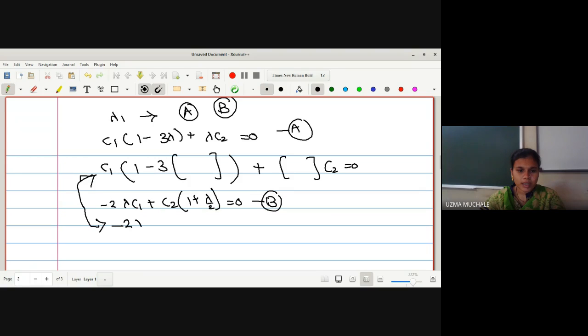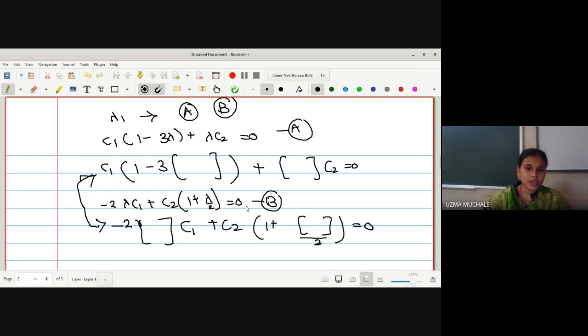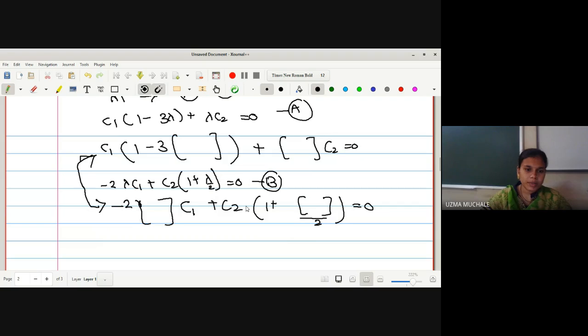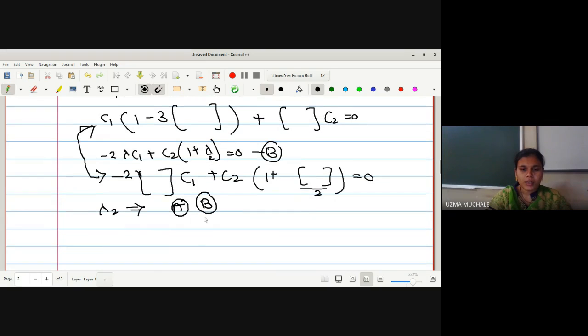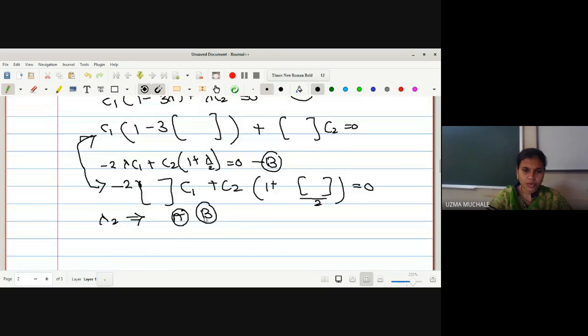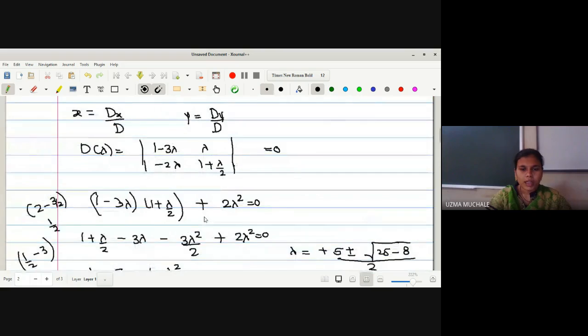What you have to do is, minus 2 value for lambda 1 you have to put, plus C2 times 1 plus value for lambda divided by 2, which is equal to 0. Now you have to solve these two equations for values of C1 and C2. Similarly, what will be the next step? Put up the value for lambda 2 in equations A and B. Correct? And then you will get some other solutions. Okay?